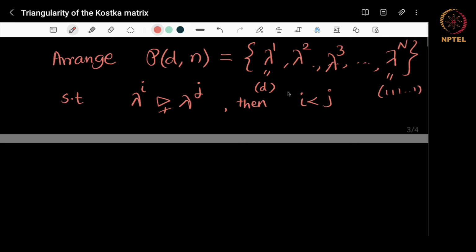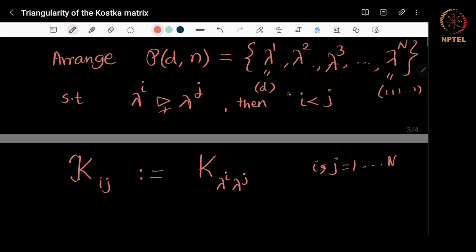Okay, now I arrange it in this order, and once I do this, I can talk about the K matrix. So what's my K matrix? Let me define script K_ij. This is just the Kostka number K for the pair lambda I, lambda j. Script K_ij is just the Kostka number K of lambda I, lambda j for I and j running from 1 to N.